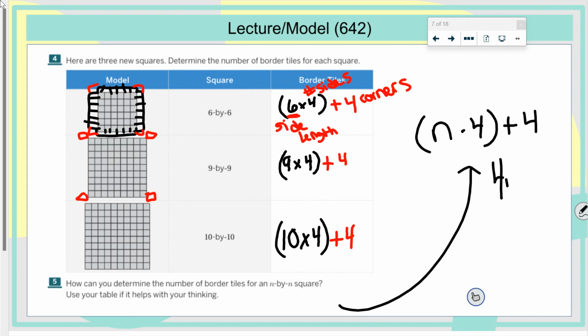We can also rewrite this as 4n, or n times 4, plus 4. N times 4 is the same as 4n. We cannot put these together to make 8n. We're going to talk about that later, but since one has an n and one does not, you can't put them together. All right, let's keep moving along.